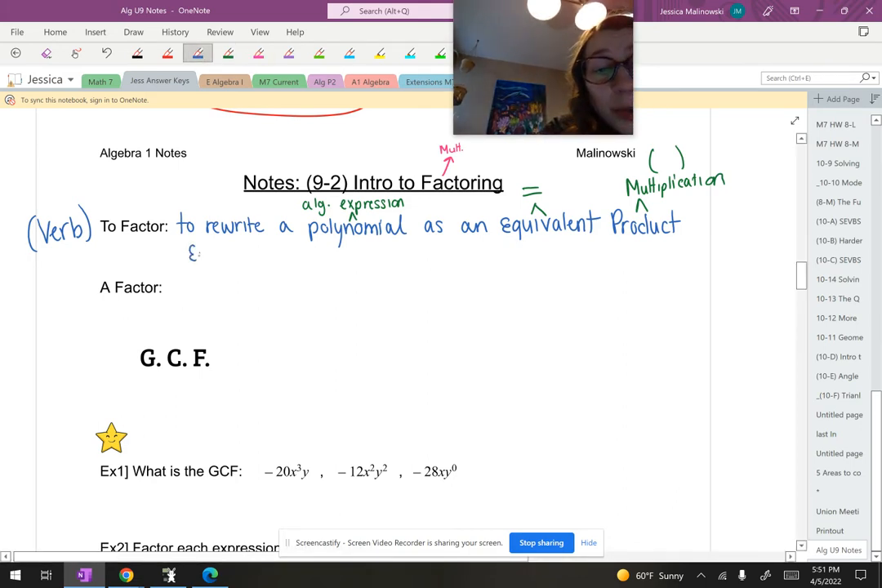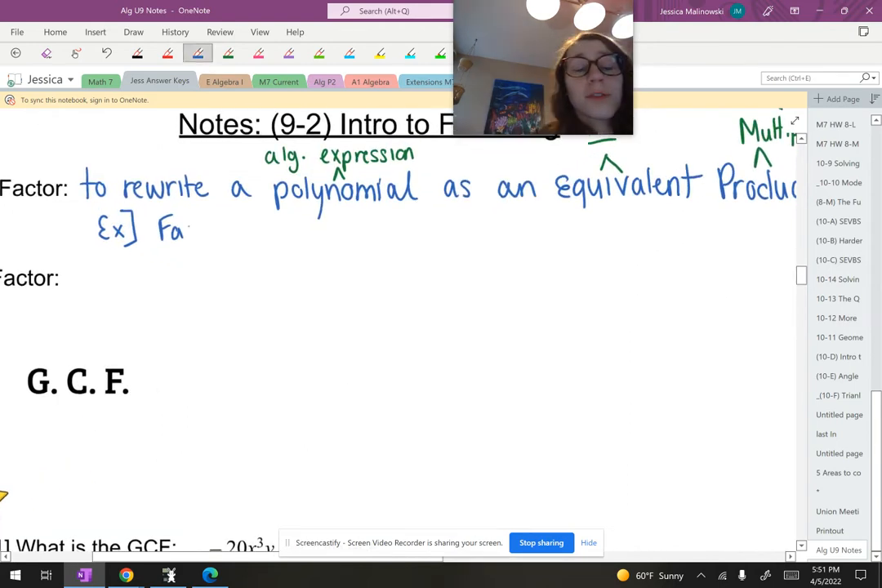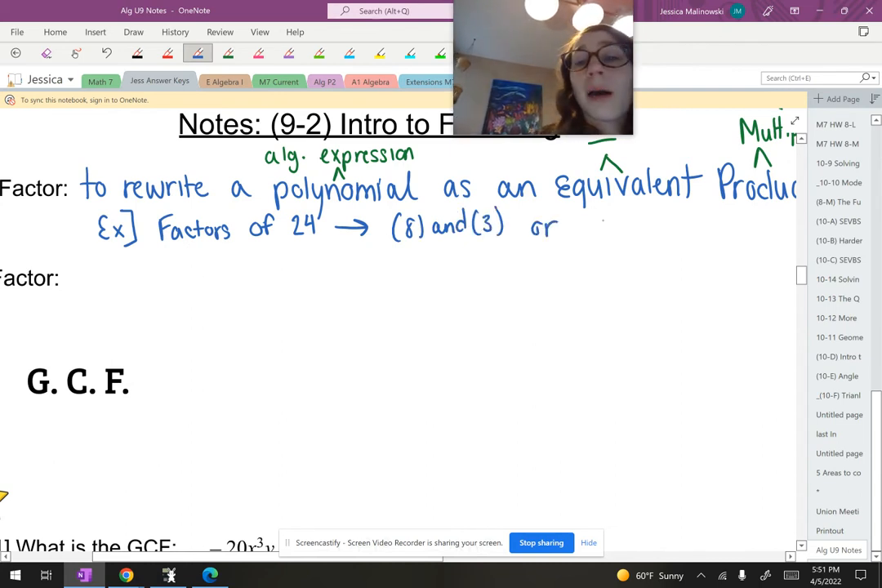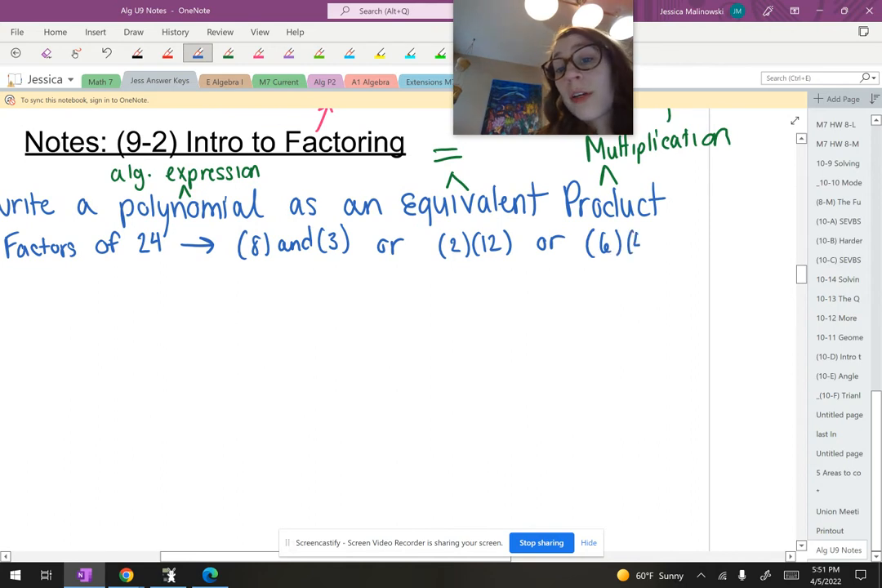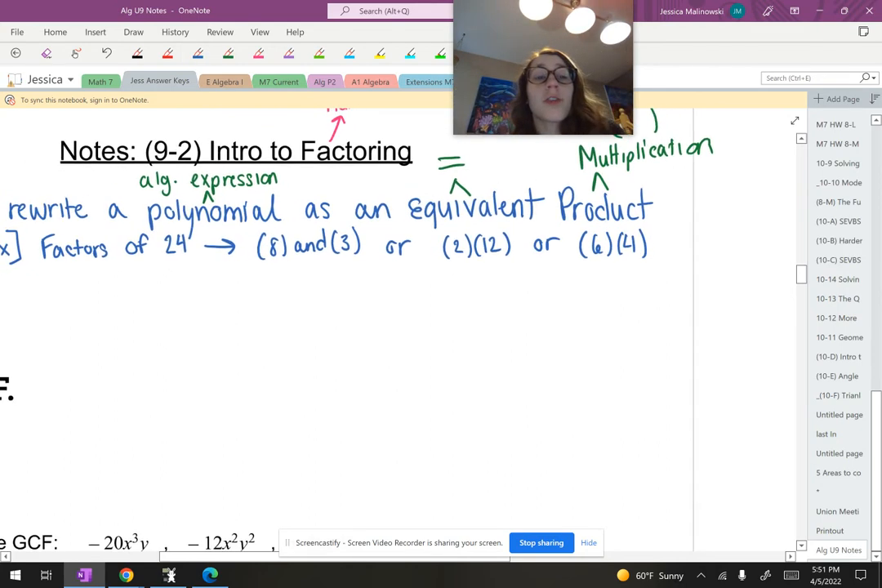Back in the day, when you were younger, you factored regular numbers, like factors of 24. If we look at 24, what are some factors of 24? Well, you've got 8 and 3. Or, not your only option, you can do 2 and 12. Or you can do 6 and 4. All of those are factors of 24 because I'm rewriting it as an equivalent product.